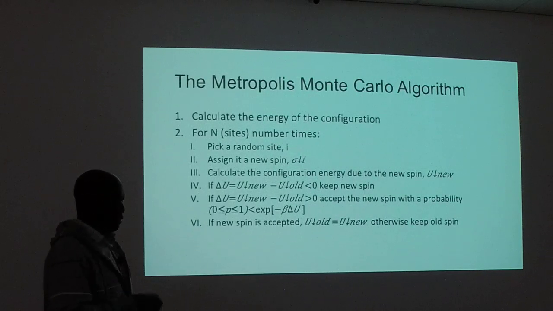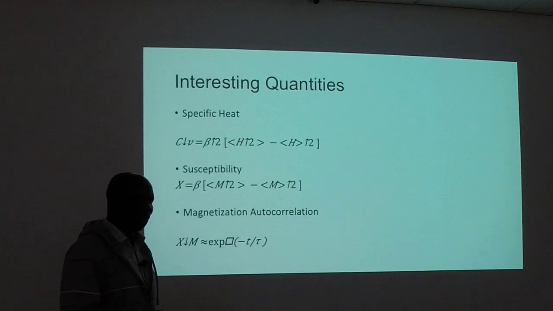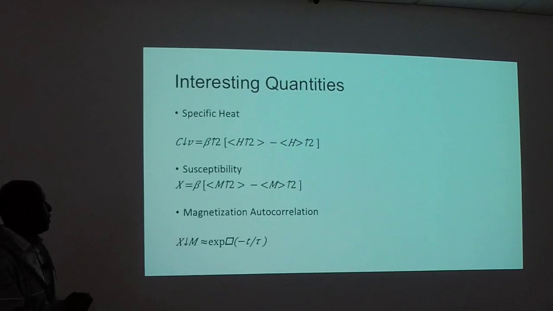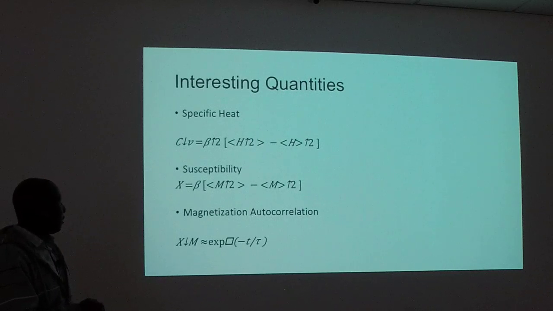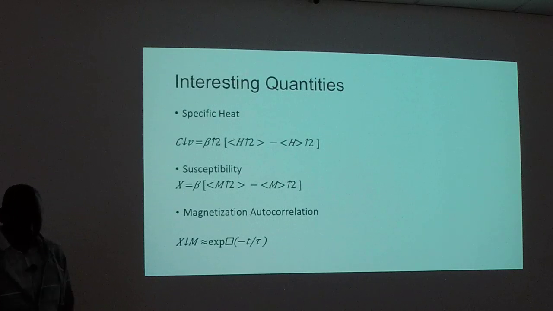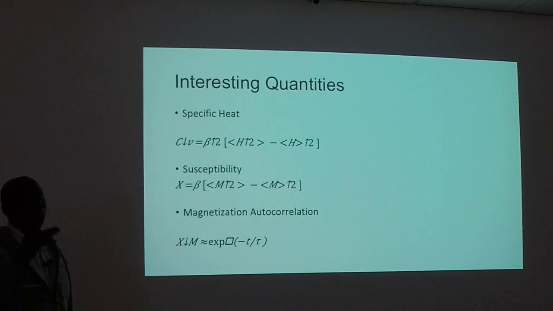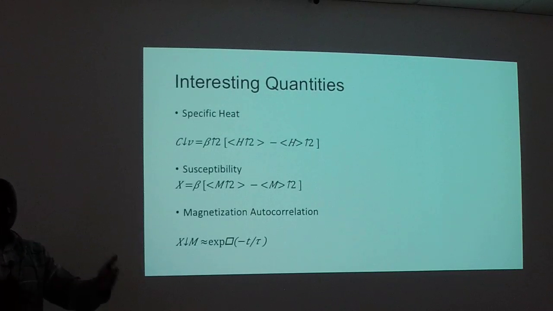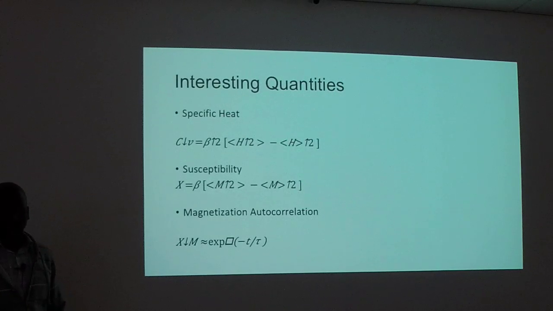So this is the basis of Monte Carlo simulations, and some interesting quantities that you look at when you do this are the specific heat, which is essentially the variance of the energy, and you're also calculating the magnetism, which also has some variance, and the magnetization autocorrelation to tell you the step size between which you need to take your samples if you're averaging for statistically sound calculations, right?